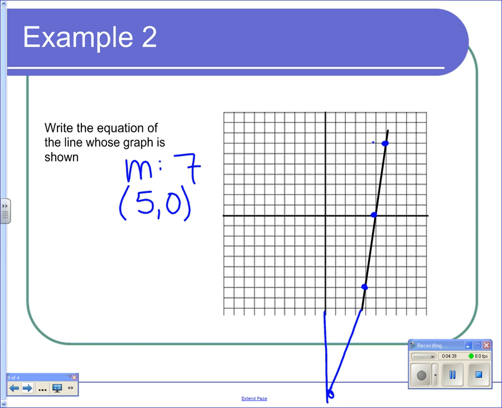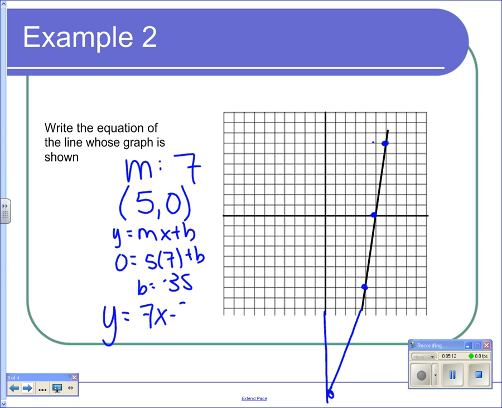No? You agree? Yes, -35. So would you have really wanted to go all the way down to -35? No. Okay. So what would be the equation? Does that make sense? Any questions on that one? Okay.